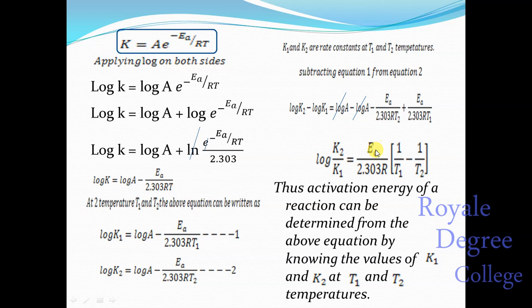It is equal to, see here, in the previous equation, what are the common things? Ea is common, 2.303 is common, and R is common. So we are taking Ea by 2.303 R as common. Then 1 by T1 minus 1 by T2. So we are writing here like this, 1 by T1 minus 1 by T2. Thus, the activation energy of a reaction can be determined from the above equation by knowing the values of k1 and k2 at T1 and T2 temperatures.